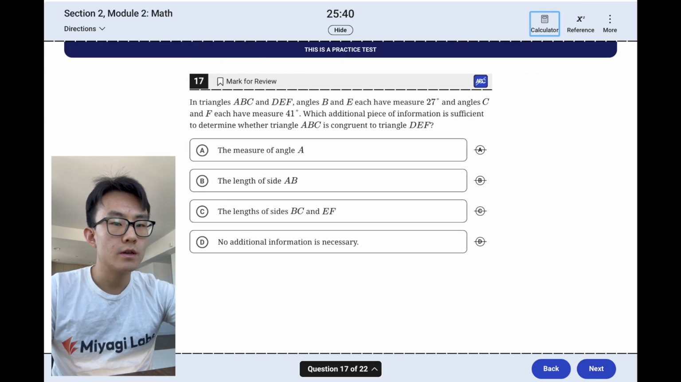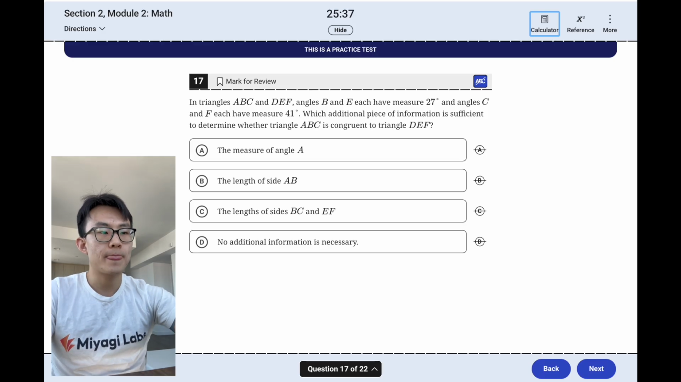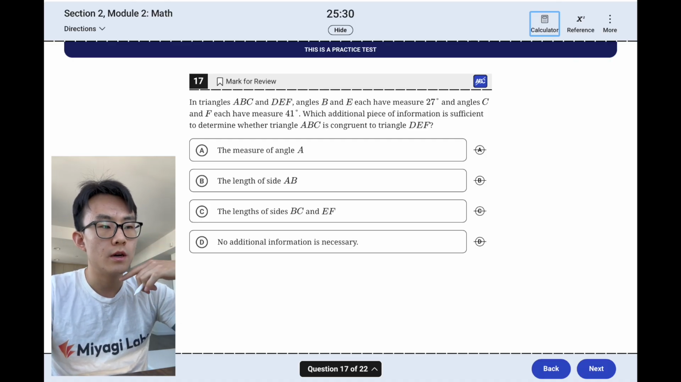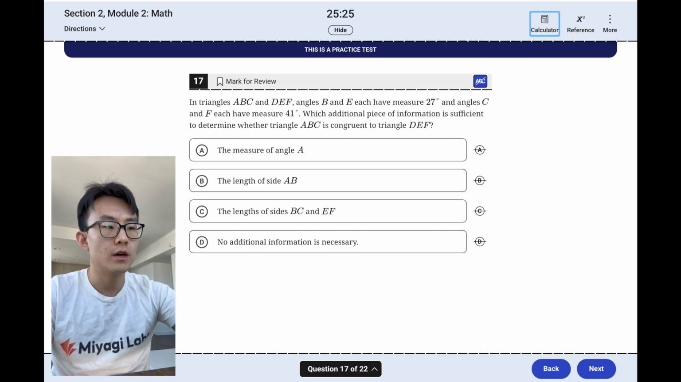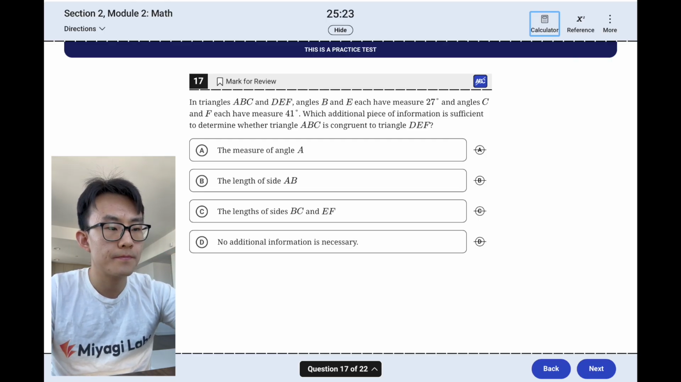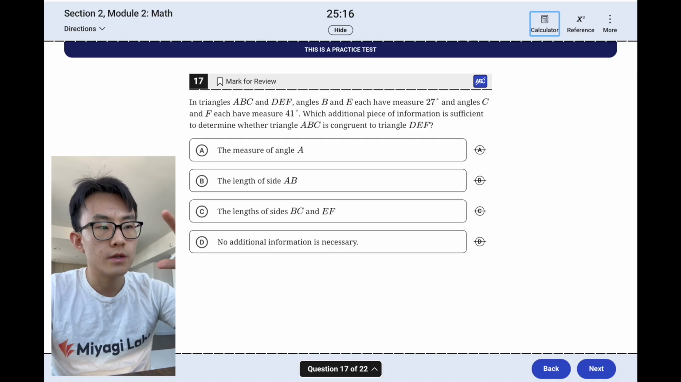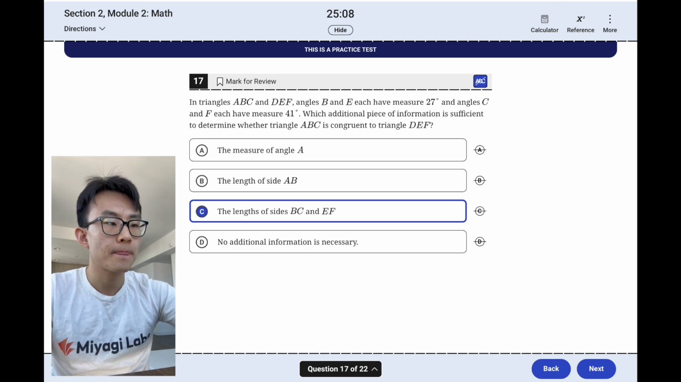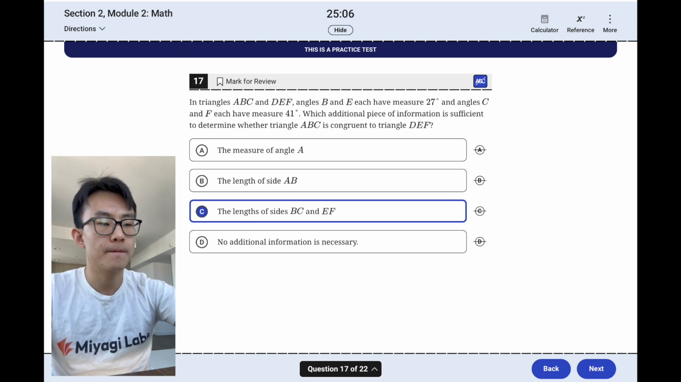Okay, moving along. In these triangles, B and E have 27, C and F have 41. Okay, so we need something, not just the measure of angle, because then they could be similar. We need some length. If we just know the angle of side length AB, that doesn't seem to work, because that doesn't say anything about the other one. So we want these two.